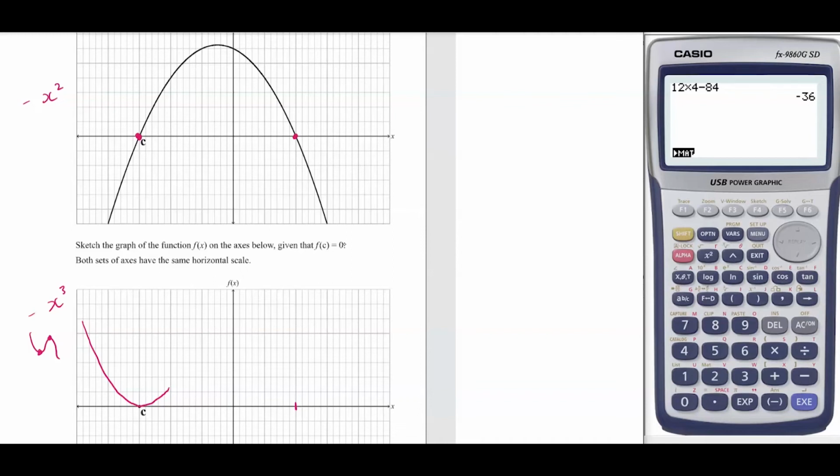Okay, then we have a maximum over here at this point where the derivative was equal to 0 here, the gradient function was equal to 0, so our maximum will be somewhere over here, so something like so.